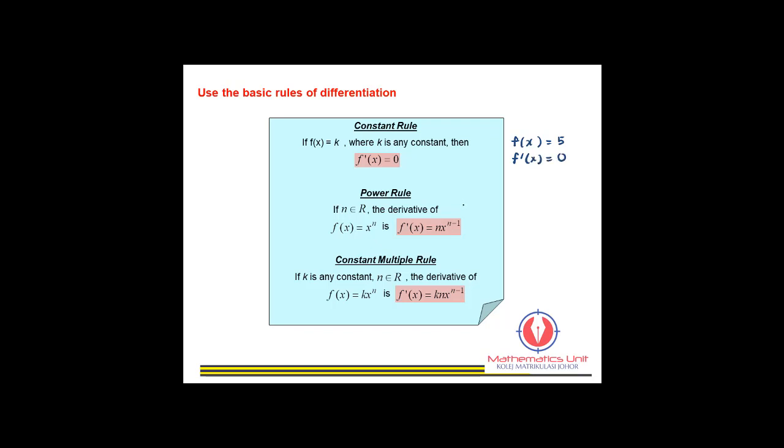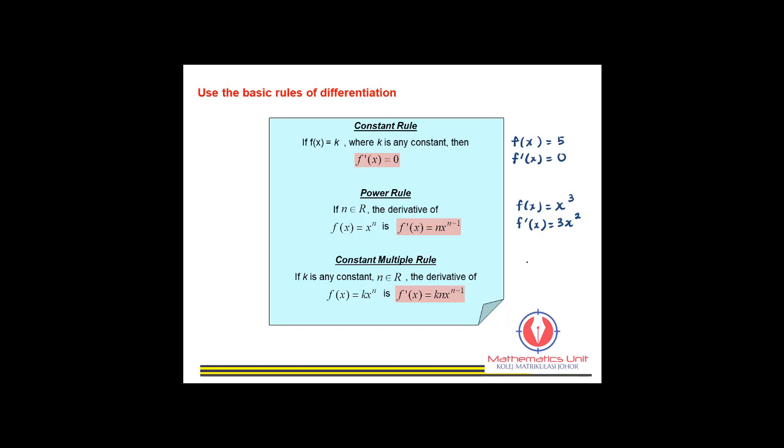Okay, the second part is power rule. If n is the element of real number, the derivative of f(x) equal to x power of n is f prime x equal to n times x power of n minus 1. For example, if I have f(x) equal to x power of 3, so if we differentiate f prime x, we will get our n is 3. So 3 times x and then n minus 1. 3 minus 1 is 2. So we will get f prime x equal to 3x power of 2.